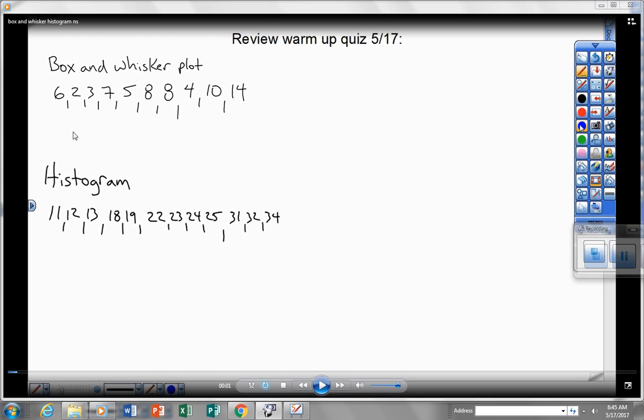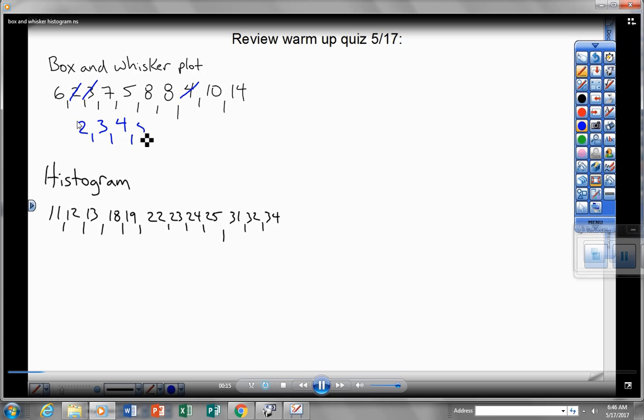You need to list it from least to greatest. So for box and whisker, really important, list them from small to big. Keep track of what numbers you're using. Don't make a mistake on this easy math by being sloppy or not following exact directions or being precise. So watch what you're doing.